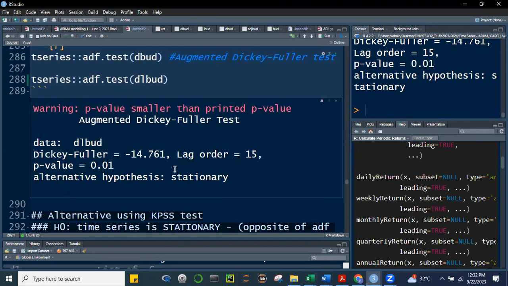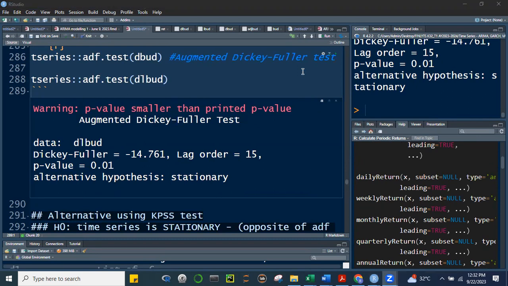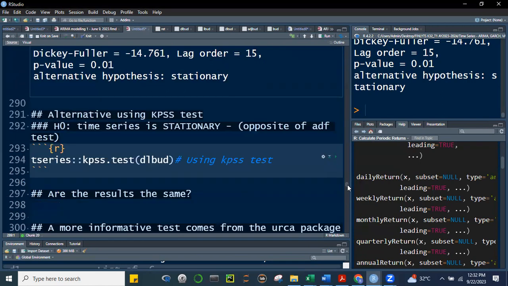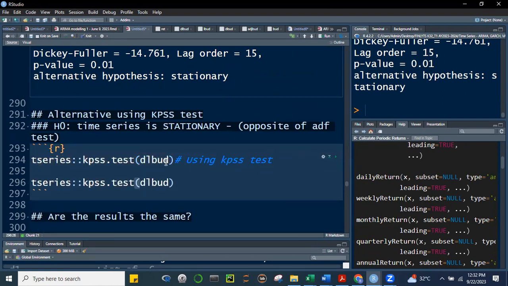So we run this, and true enough, class, it's the same. The p-value is also 0.01. Okay, so it is stationary. So whether we use the difference of BUD or the difference of log BUD, our data is stationary. Therefore, class, since our data is stationary, we can now proceed with the ARIMA model. Kindly check, class, when we continue our discussion next meeting. Okay, this one, class, quickly, I'll just run this.